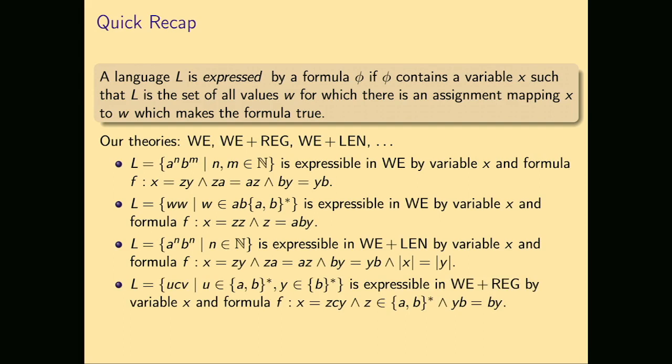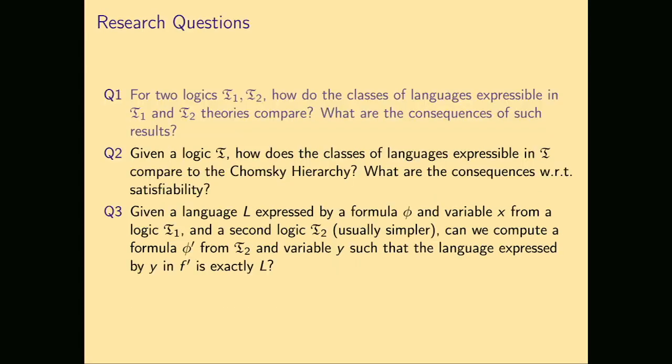And finally, there is an interesting example. For instance, you have the language which contains some words made up of a's and b's, then a new letter c, then some other word made up only of b's. Well, this is expressible canonically in word equations plus regular constraints, and we will see in a bit that this is not expressible by word equations. So here are some examples of languages which are expressible in these theories. You see the general story is that we define a variable in which we collect exactly the words of the language that we want to express.